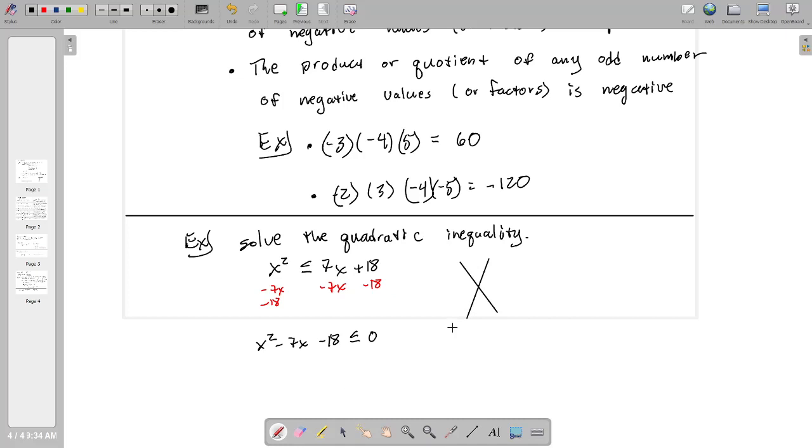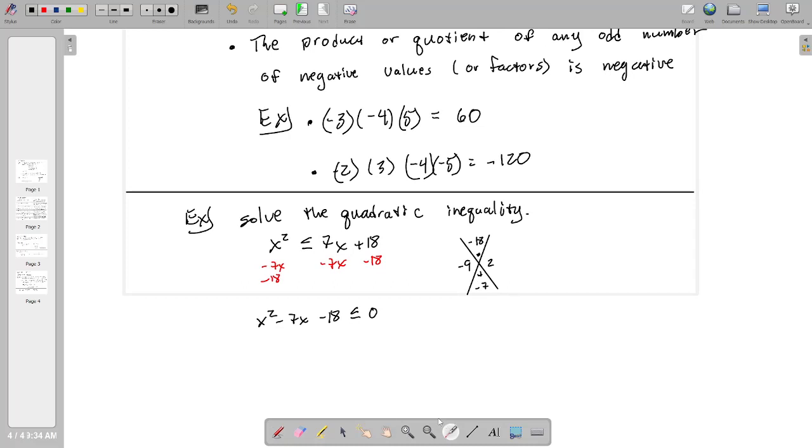So we look for two numbers that multiply to -18 and add to -7. And this will be -9 and 2. Now again, note, like always, if you have a 1 as the coefficient of your x squared term, we can go straight to the factorization. x minus 9 times x plus 2 is less than or equal to 0.